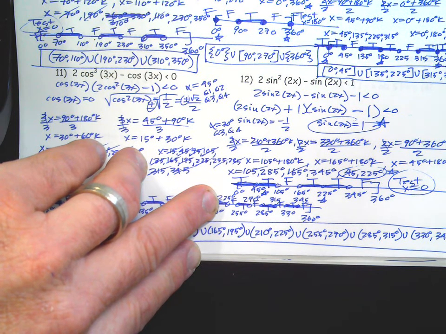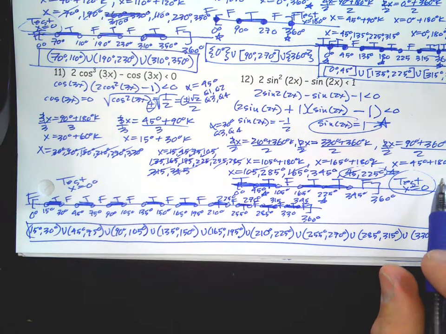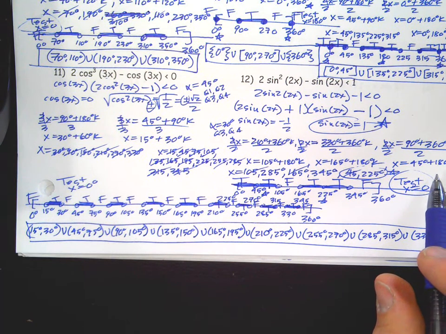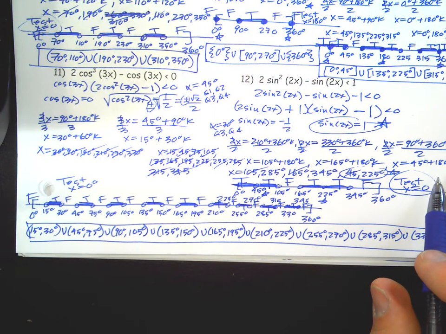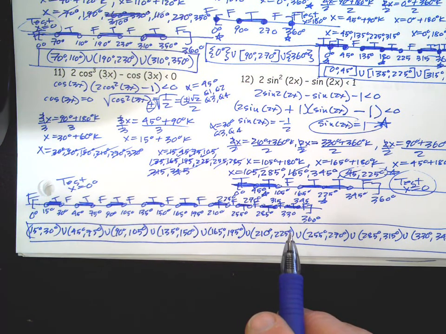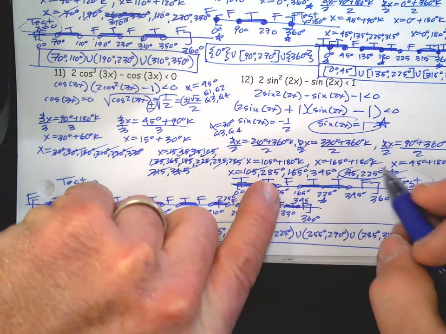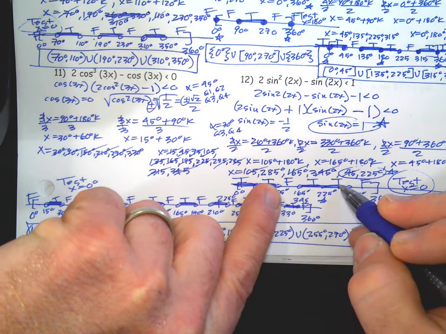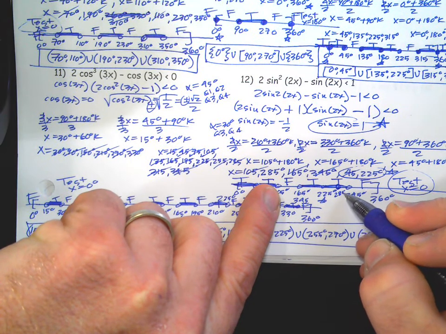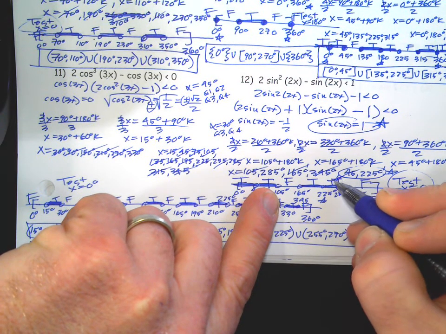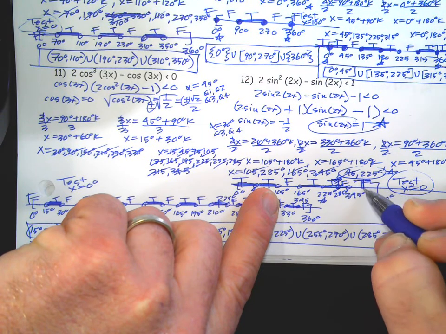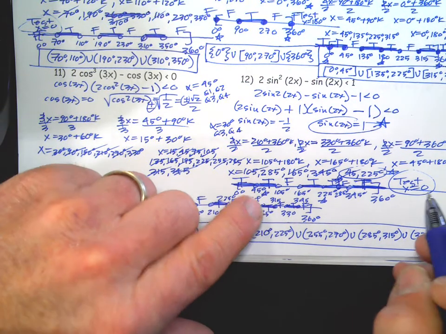Let's see. Did I make a mistake? I feel like I left something out. 45 to 25. Oh man, I feel like I'm missing something. I'm missing 285. Oh, 285. Gosh dang it. 285. So this is true. This goes to false. And then this is true. Just missed one. Okay, so final answer.